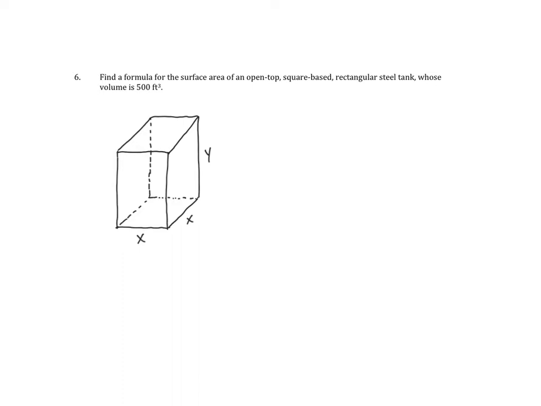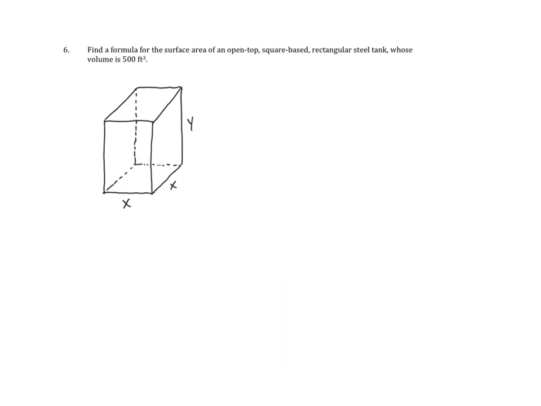Okay, so we want a formula for surface area. It's an open top box, so there's no area here. We're just finding the area of the front and back, the two sides, and then the bottom, and adding that all together. The bottom is x squared, and the area of every other face is x times y, and there are 4 of those, so 4xy.